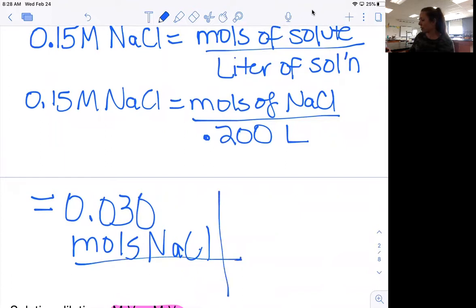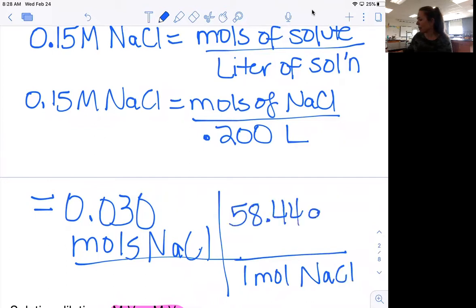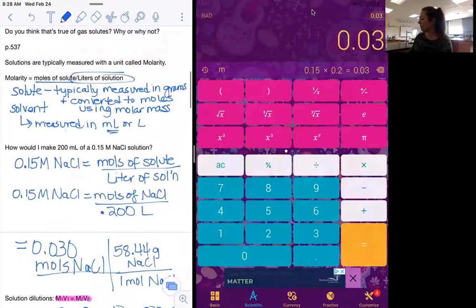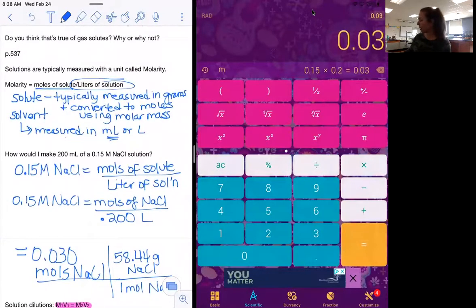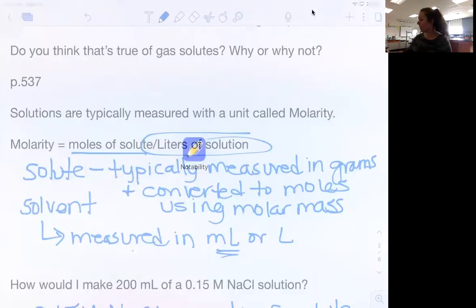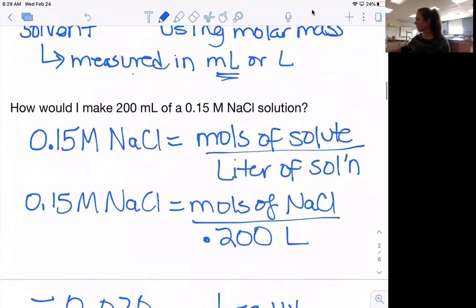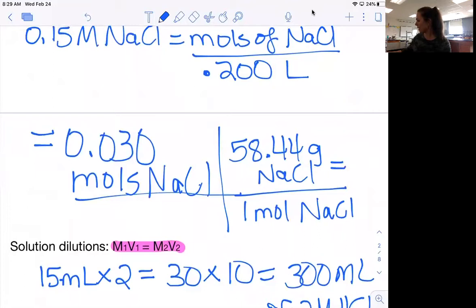So what I actually need to do is convert to grams. I know that for every 1 mole, NaCl has a molar mass of 58.44 grams. So if I multiply, give me a second, split screen again. I still have my 0.03 times 58.44, and I get 1.75, which, sig dig wise, would round to about 1.8 grams of salt. So, which I'm going to squeeze in right here, 1.8 grams of NaCl. So practically speaking, that is what I need.